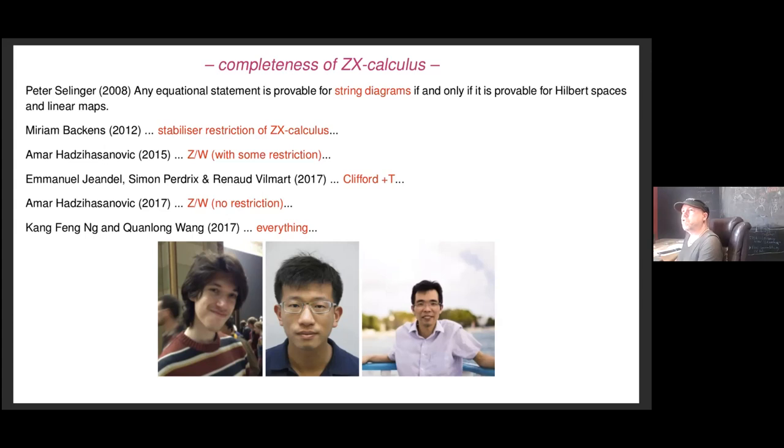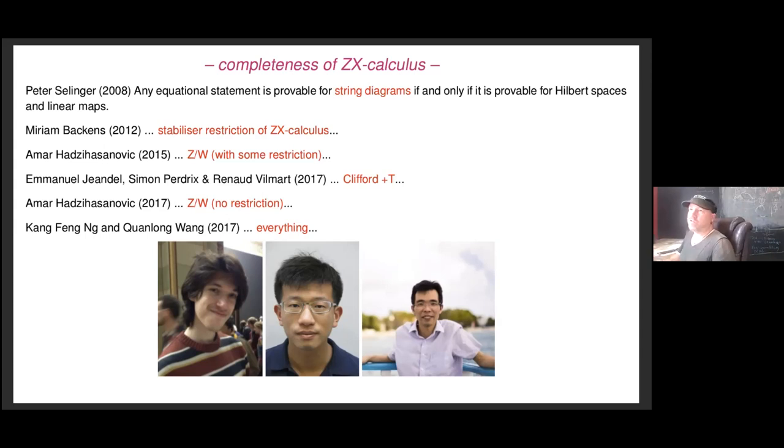The first result there for the ZX calculus was by Miriam Backens in 2012. She showed that for the stabilizer restriction of quantum mechanics, you can prove everything diagrammatically. Stabilizer restriction means you only take the Z, X, and Y eigenstates, and you build a theory around that, with tensor product and all that. That's actually all you need to prove, for example, non-locality. So it's already a rich fragment, and Miriam proved completeness for that.